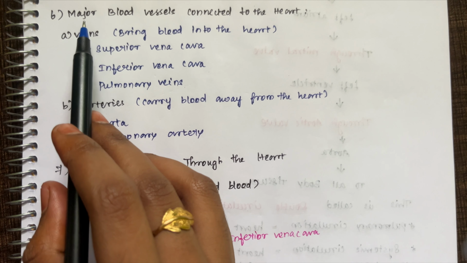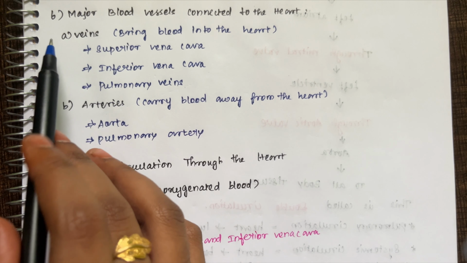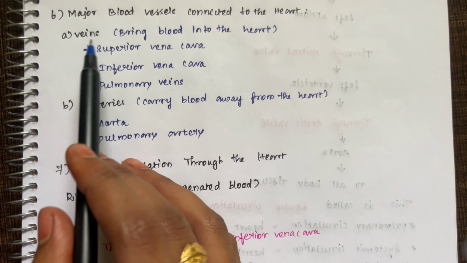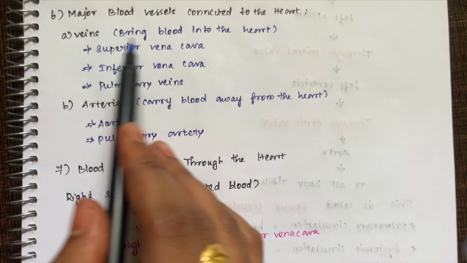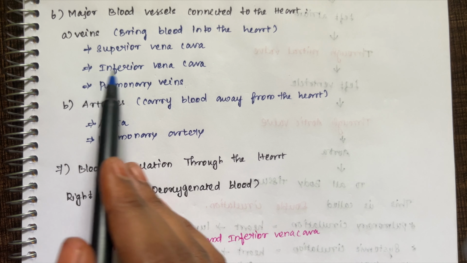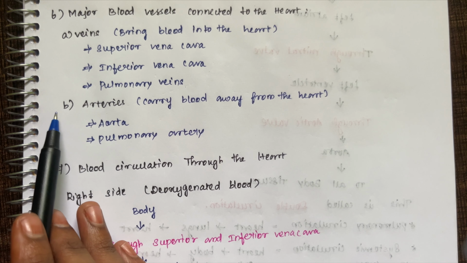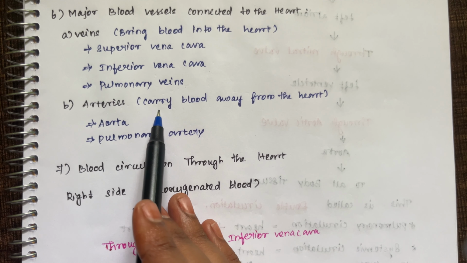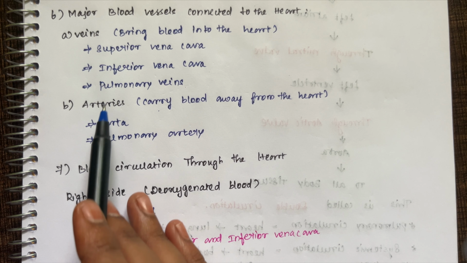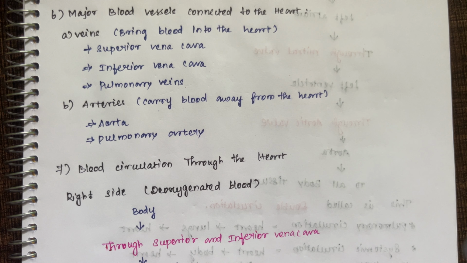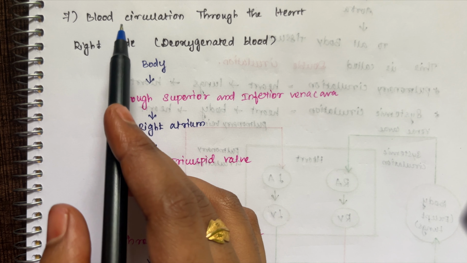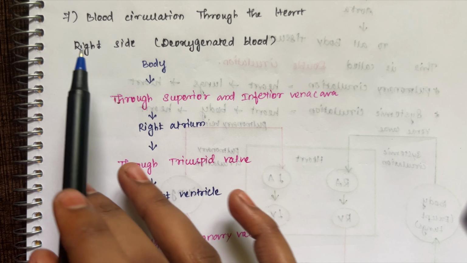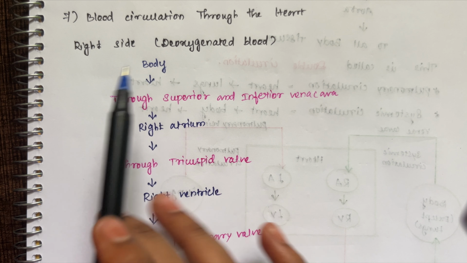As you know now, the major blood vessels connected to the heart are veins and arteries. Veins bring the blood into the heart. What are the veins? Superior vena cava, inferior vena cava, and pulmonary veins. And arteries carry the blood away from the heart, which are the aorta and pulmonary artery. As we saw the blood circulation through the heart in the diagram, now I am going to show you a flow chart to make you understand easily.